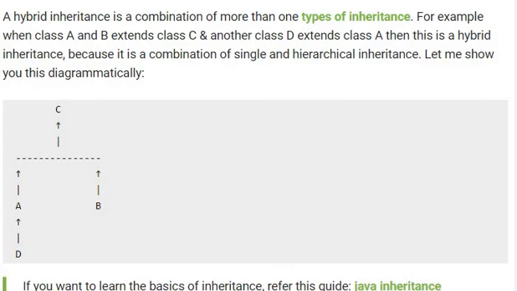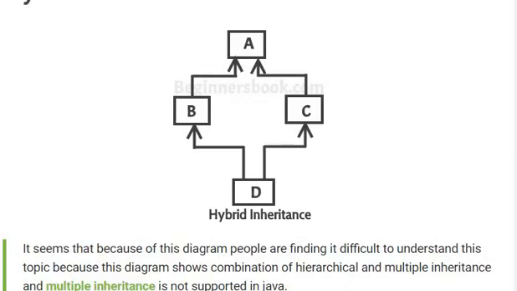Hybrid inheritance is a combination of more than one type of inheritance. A combination of multi-level and multiple or any other types. Look at the example. Look at the classes A, B, C, D. So from A, B and C are created, and from B and C, D is created.